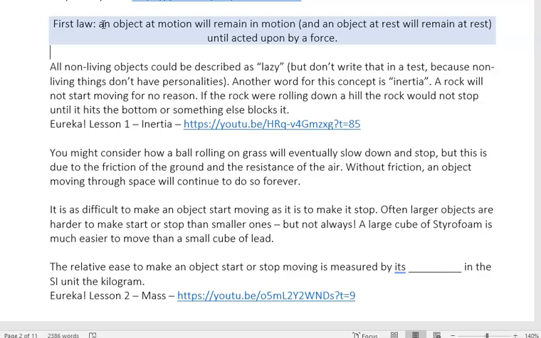A rock will not start moving for no reason. If a rock was rolling down a hill, it would not stop until it hits the bottom or something blocks it. So the idea is that in space, where there is nothing to stop it, you could throw a rock and it really will go forever. I mean, it will eventually fall into the gravity well of a larger object, but it will keep going until some other force acts upon it. In a vacuum, something will keep going forever.